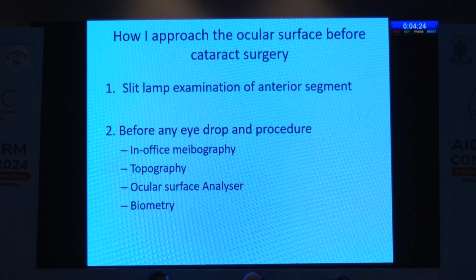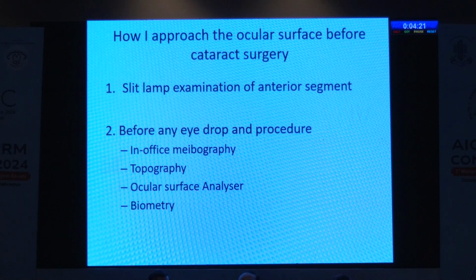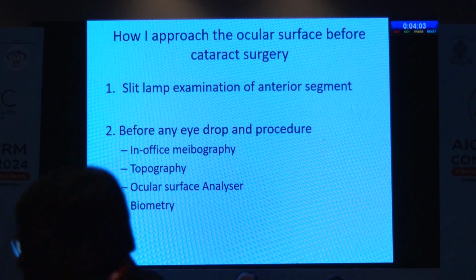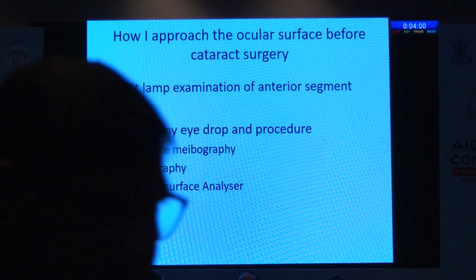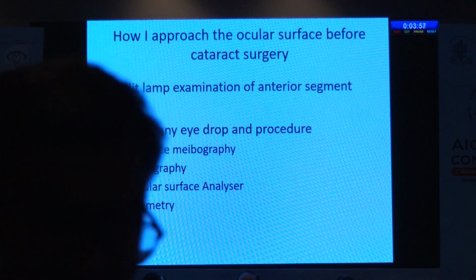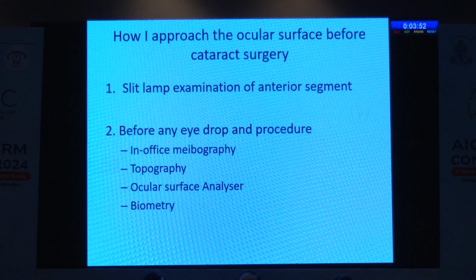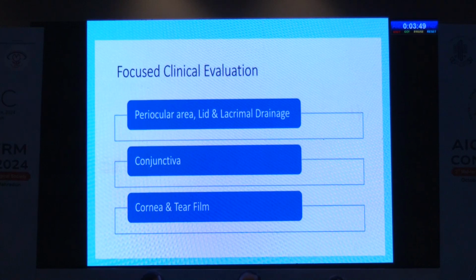So how do I approach the ocular surface before cataract surgery? The first important procedure is slit lamp examination of the anterior segment, before jumping to any biometry or posterior segment. Before any eye drop or procedure, we have to do in-office meibography, topography, ocular surface analyzer and biometry. Ocular surface analyzer and in-office meibography are not accepted by everybody, but if possible, it is better. For focused clinical evaluation, first we see the periocular area, lid and lacrimal drainage.